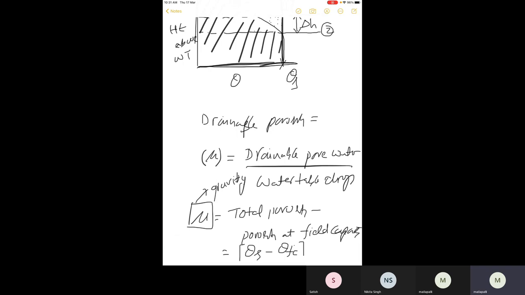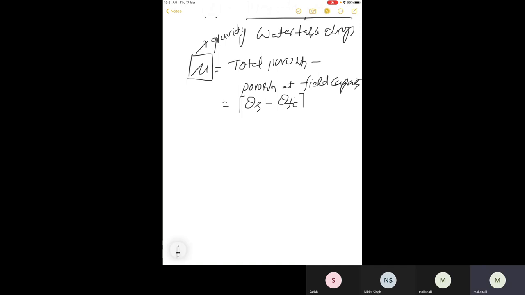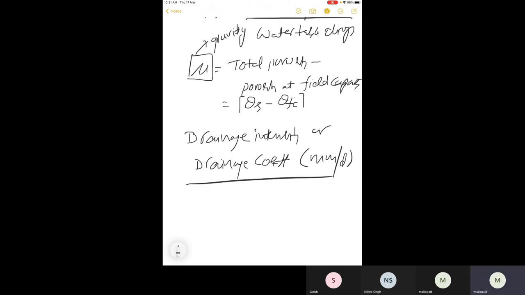There is another term we call the drainage intensity, or drainage coefficient. This is generally expressed in mm per day. The definition is simple: it is the depth of water that is removed, or to be removed, per day from a field for successful growth of a crop. So the amount of water removed from the drainage system or the field in one day is called the drainage intensity or drainage coefficient.